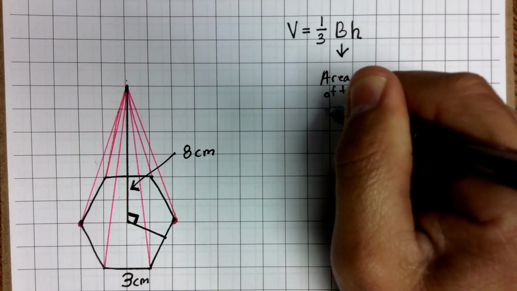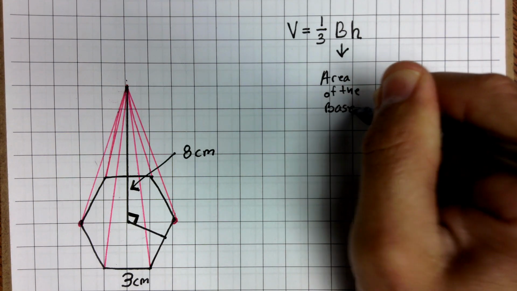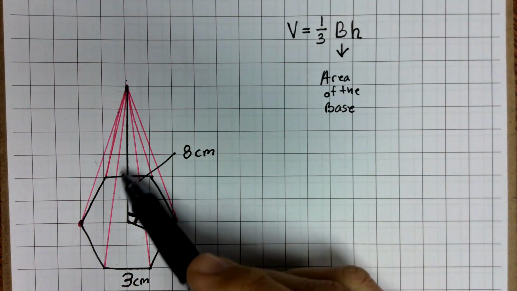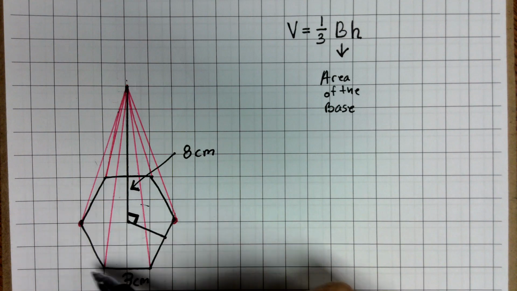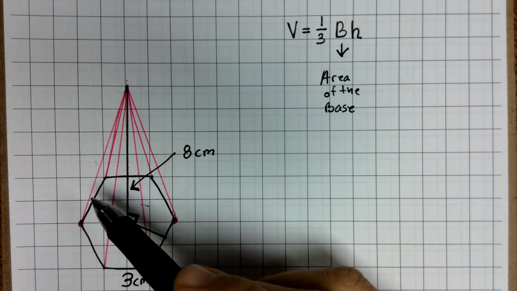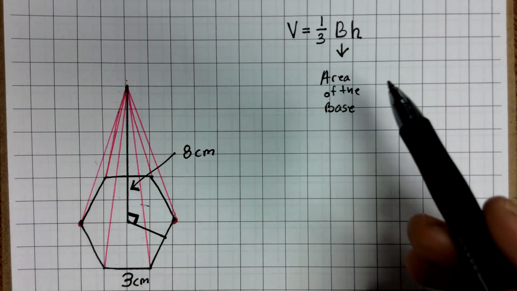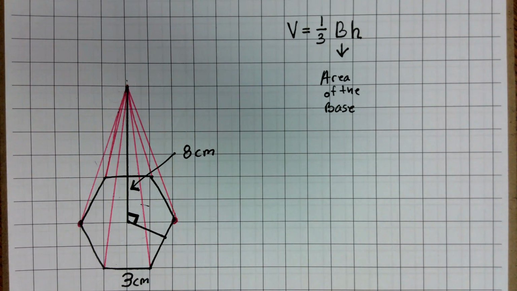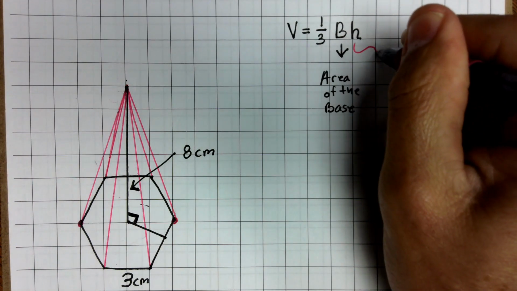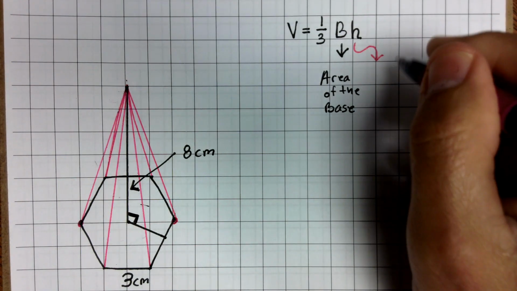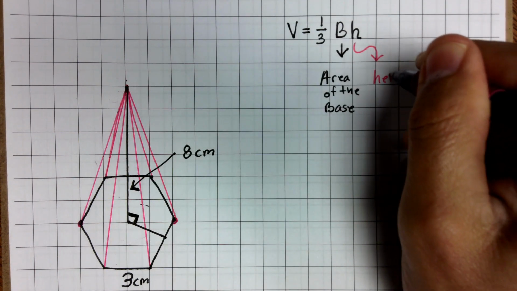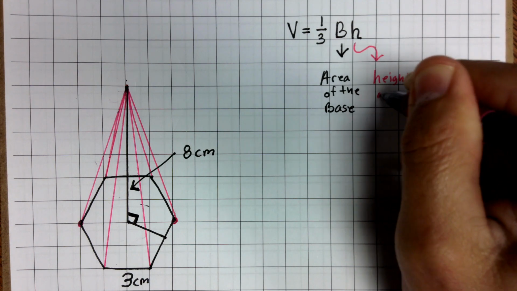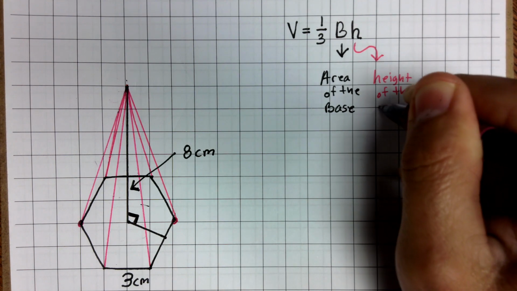of the base. And that big B changes, right, depending on what shape we have in the base of our pyramid. You know, if it's a square pyramid, we have a square base. If it's a triangular pyramid, we have a triangular base. But in this case, we have a hexagon. On the other hand, H represents the height of our prism or the height of our pyramid. So in this case, this is a pyramid, so I'm going to put height of the pyramid.